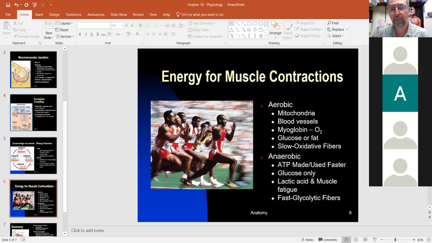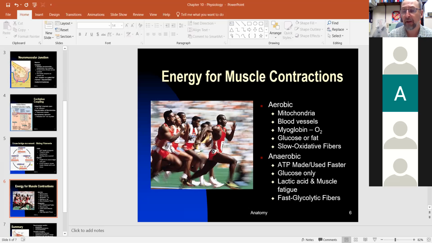On the other hand, if we need to do something really fast, like in an emergency or lifting as much weight as we can, we use anaerobic muscles. Okay, and these muscles don't need oxygen for a source of energy. They can use glucose right in their cytoplasm.